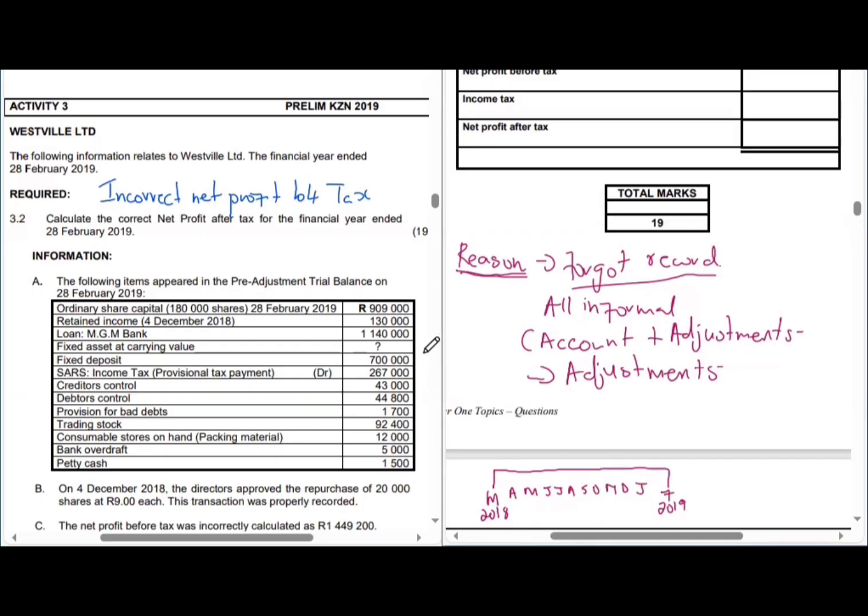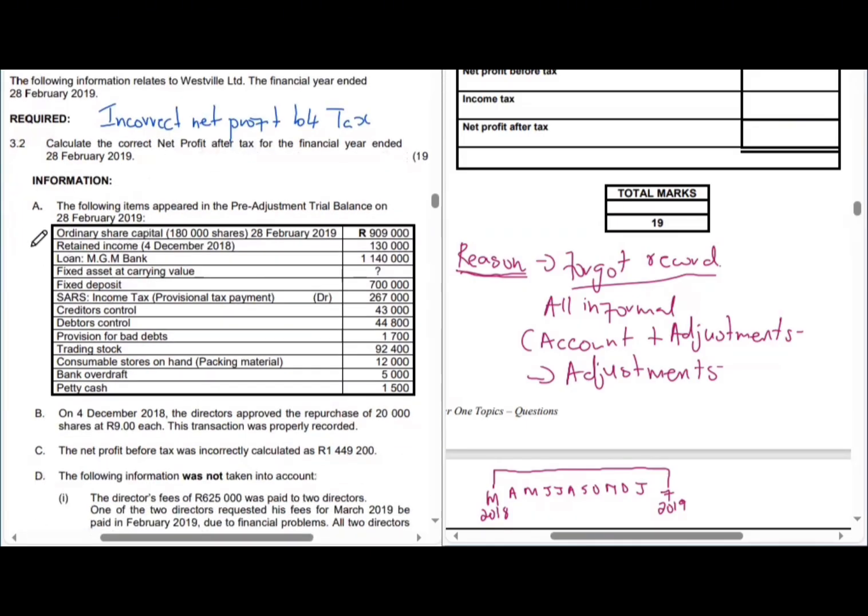And then guys, let's see what's happening in this information. Okay, right? And then it says required 3.2, calculate the correct net profit after tax for the financial year ended 28 February 2019. And then we have our timeline. Information number A: the following items appear in the pre-adjustment trial balance on the 28th February 2019. So they gave us our trial balance, whereby we have ordinary share capital, retained income, loan, fixed asset, fixed deposit, sales, creditors control, debtors control, provision for bad debts, trading stock, consumable stores on hand, such as packing materials, and then bank overdraft, as well as petty cash.